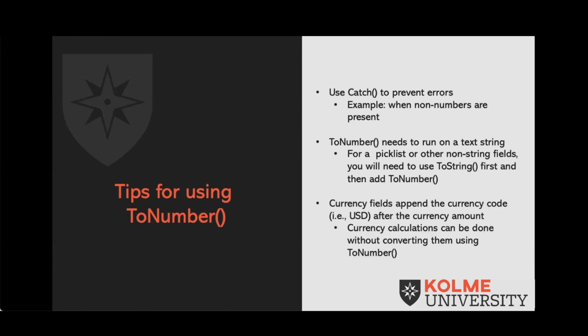Currency fields append the currency code like US dollar after the currency amount. Currency calculations can be done without converting them using ToNumber. It might be tempting to try and use ToNumber, but when dealing with the currency, it's just not necessary.